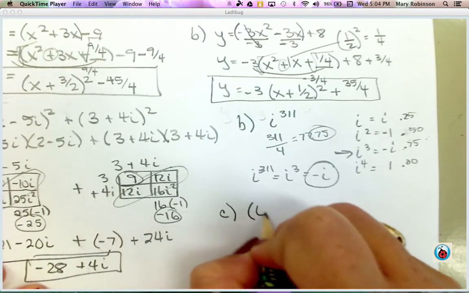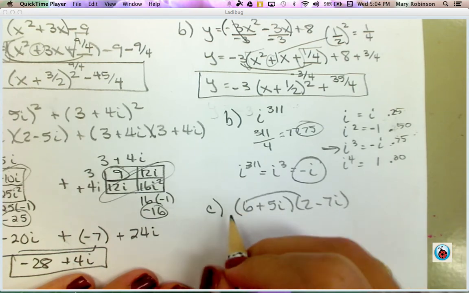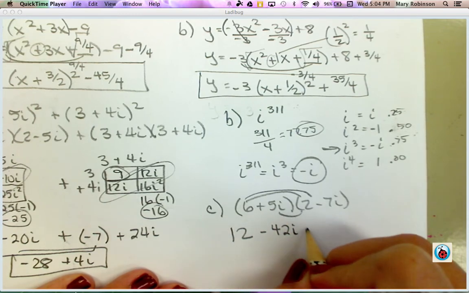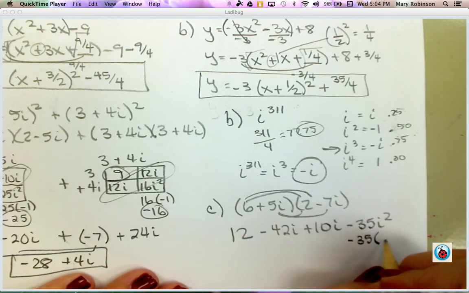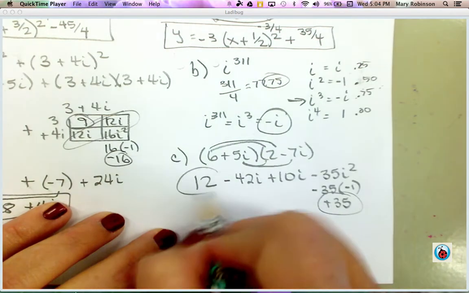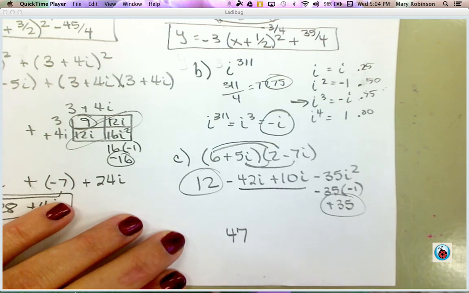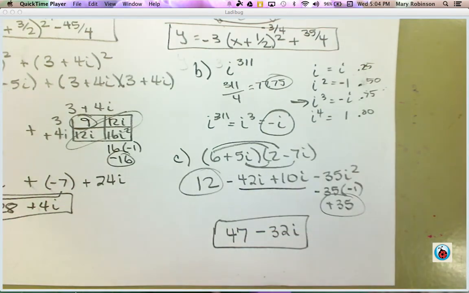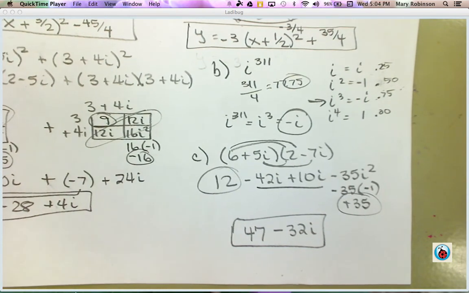For part C, you're only multiplying 2 binomials here. I'm just going to do the FOIL, but if you want to do box, you can. So 12 minus 42i plus 10i minus 35i squared. But this becomes negative 35 times negative 1, which is a positive 35. I'm going to combine the positive 35 with my 12 to give me 47. Combine these two like terms, and negative 42i plus 10i is negative 32i. And that's it for C. Pause it if you need, or go back and rewind if you need to review any of these again.